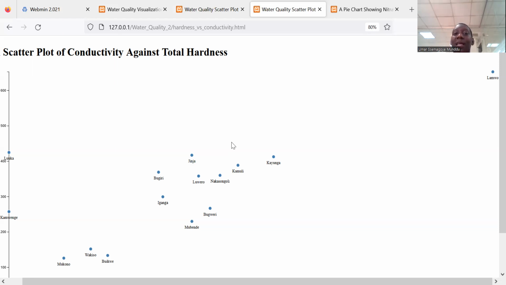But conductivity is usually small. Here we're looking at the electrical ability to transmit electrons for that purpose. Generally, by analyzing this scatter plot, anyone that is interested in water quality can gain insights into how total hardness and conductivity vary across different districts. They can identify districts with higher mineral content and conductivity levels, which may have implications for water treatment or resource management.